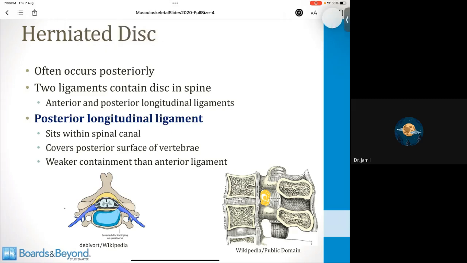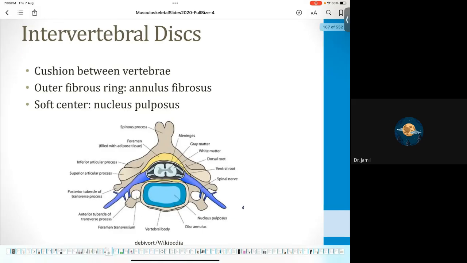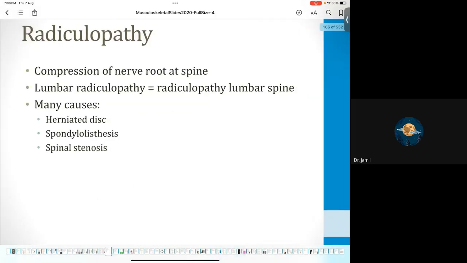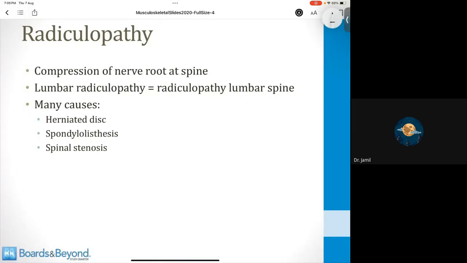That's radiculopathy, right? There are some features of radiculopathy which we are going to discuss, and what can lead to radiculopathy as well. Radiculopathy basically is compression of the nerve root at the spine. Whenever your nerve root is getting compressed at the level of the spine, that's called radiculopathy, right? So we have lumbar radiculopathy. For example, in your lumbar vertebra, whenever the spinal nerves are getting compressed, that's called lumbar radiculopathy, right?